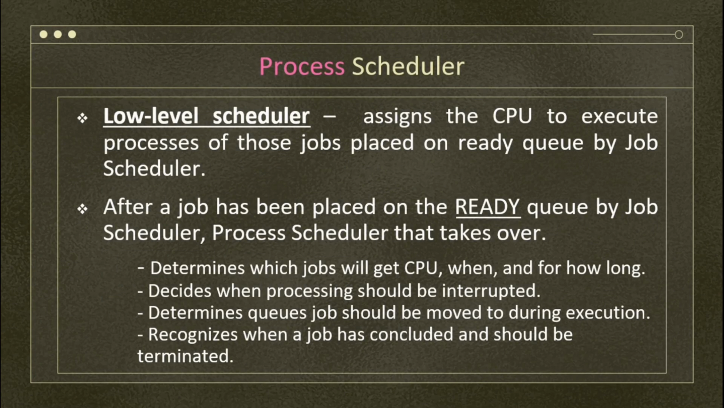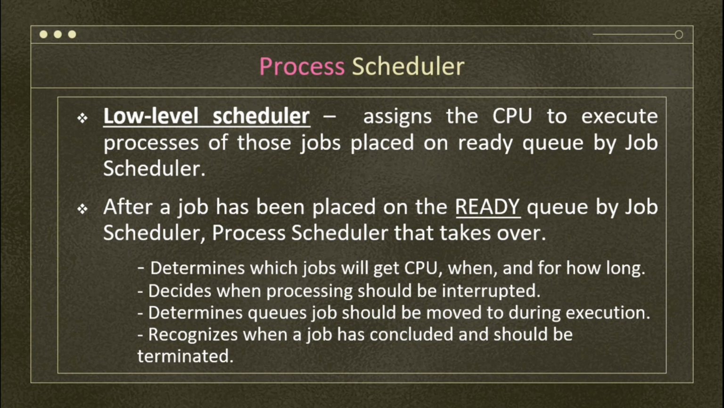The process scheduler is a low-level scheduler that assigns the CPU to execute processes of those jobs placed on the ready queue by the job scheduler. After a job has been placed on the ready queue by the job scheduler, the process scheduler takes over. It determines which job will get the CPU, when, and for how long, decides when processing should be interrupted, determines which queue the job should be moved to during execution, and recognizes when a job has concluded and should be terminated.